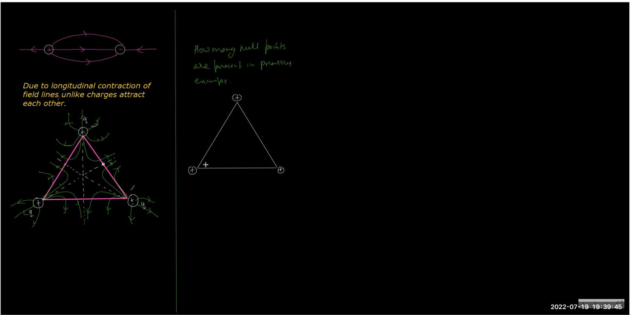And the answer is there are 4. So one is the centroid, and the others will be on these lines somewhere here. These are the null points. Because one is coinciding, every line will have 2 null points.